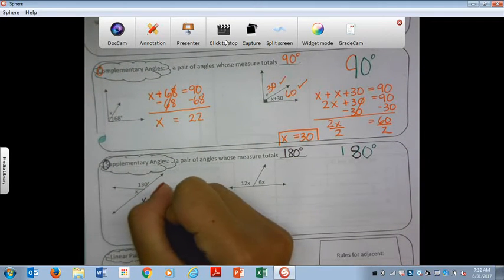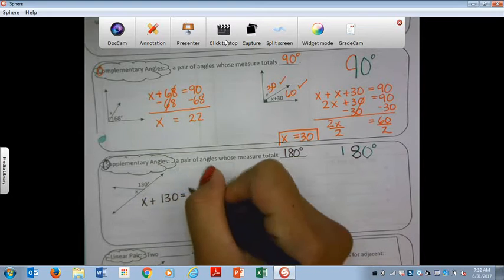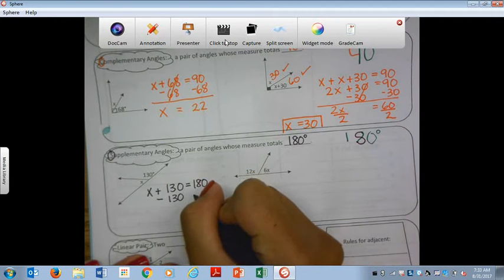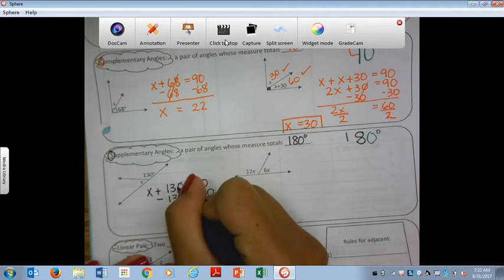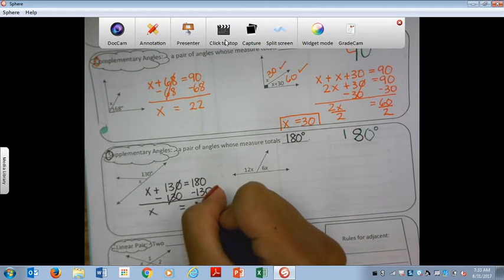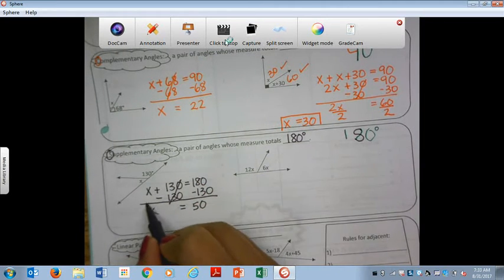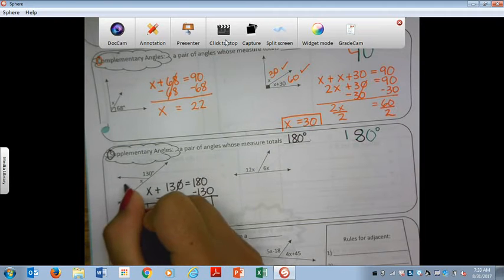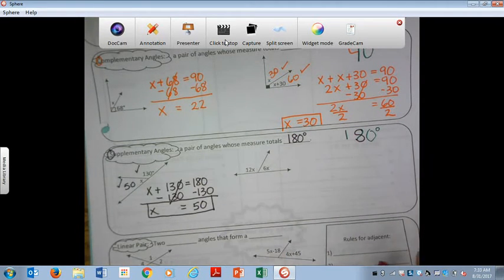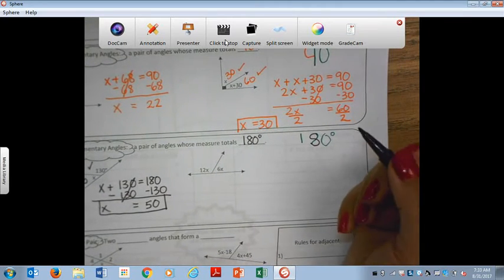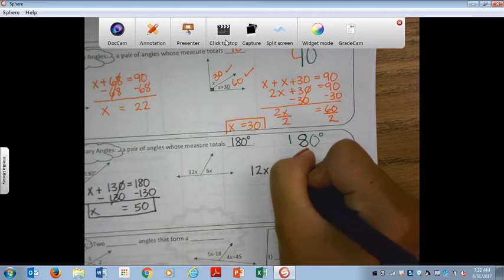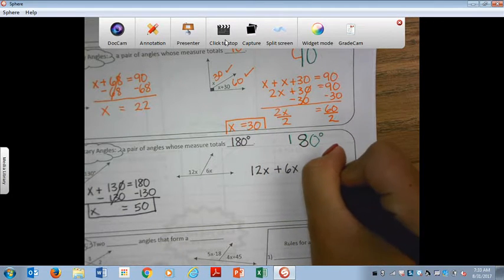X plus 130 equals 180. You subtract 130 from both sides. X is going to be 50 degrees. So anytime you see X, it's going to be 50. Here's X, 50, and 50 and 130 make 180. So it checks. For this one, you have 12x plus 6x equals 180 degrees.